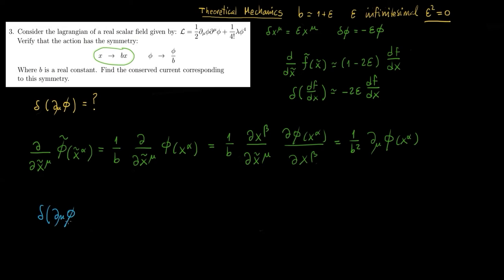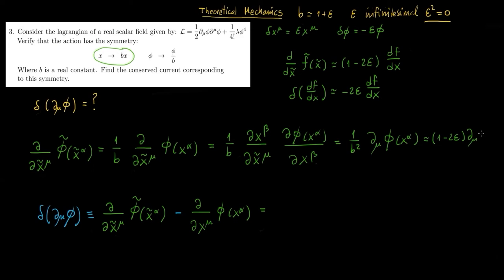So the variation of the partial derivative will be this minus the ordinary partial derivative. And this will give us, oh, by the way, 1 over b squared, remember, is 1 minus 2 epsilon times the partial derivative. So let's replace the result. 1 minus 2 epsilon minus 1 due to this minus 1 times the partial derivative of phi. 1 minus 1 is 0, so the final result is minus 2 epsilon times the partial derivative. The same result as before.